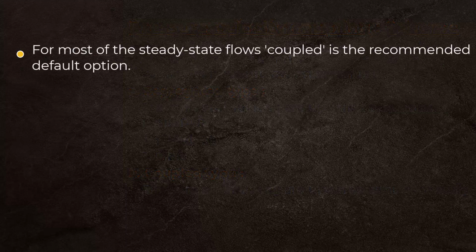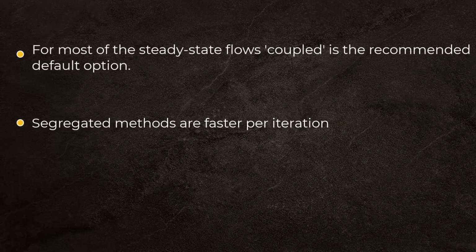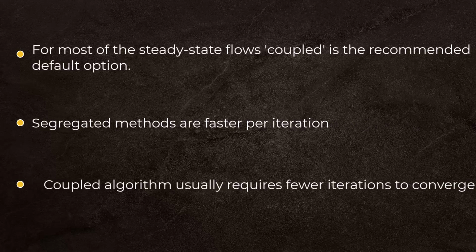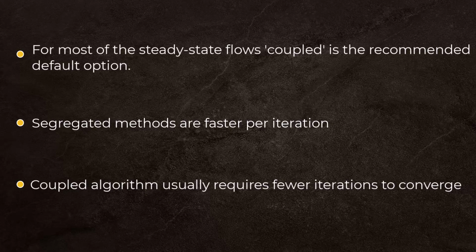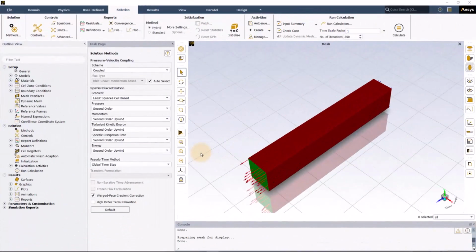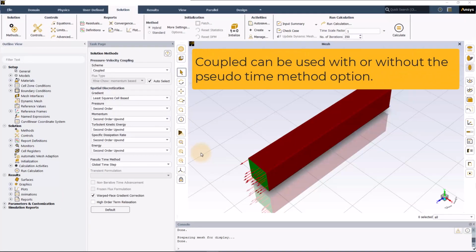The default option, that is coupled, is recommended for most steady-state flows. In general, segregated methods are faster per iteration, while the coupled algorithm usually requires fewer iterations to converge. As coupled is default and applicable to most simulation problems, let's discuss the coupled method further. Coupled can be used with or without the pseudo-time method option, which is a form of implicit under-relaxation and can be selected using this drop-down here further down in the task page.